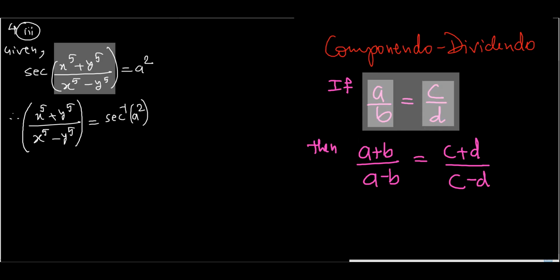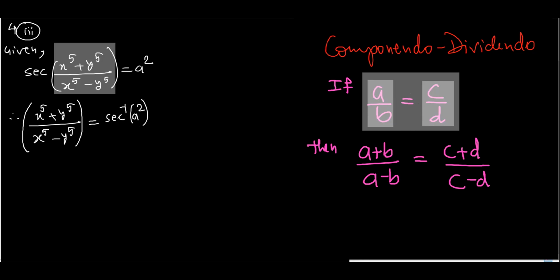And this technique is known as componendo dividendo. In this, what we do? Very simple. We add the denominator to the numerator and write it in the numerator. Then we subtract the denominator from the numerator and write it in the denominator. So A plus B upon A minus B, and the same thing we do here. So A plus B upon A minus B equals C plus D upon C minus D. This I'm going to use here. And when I do this, see what I will end up with.